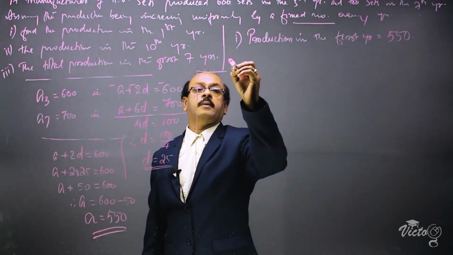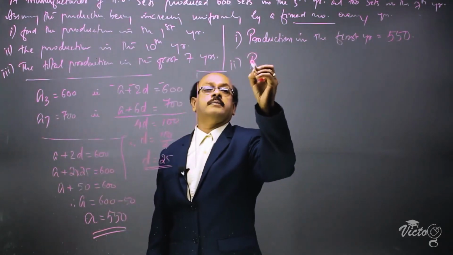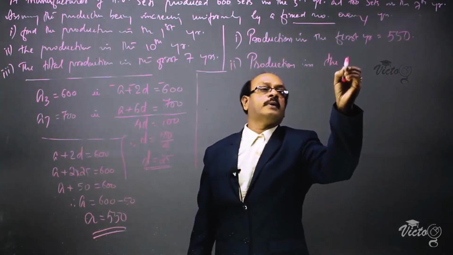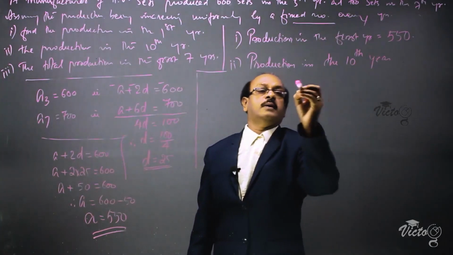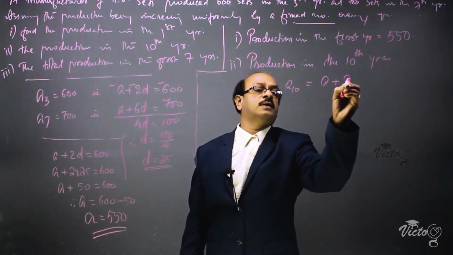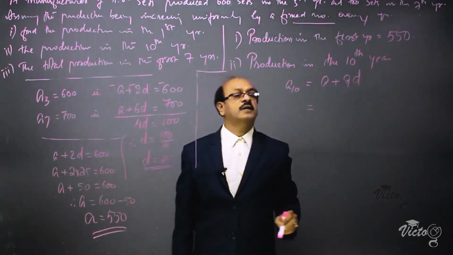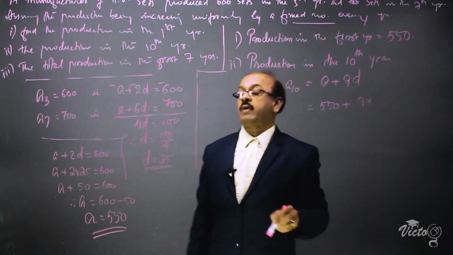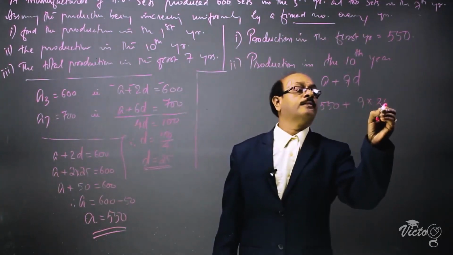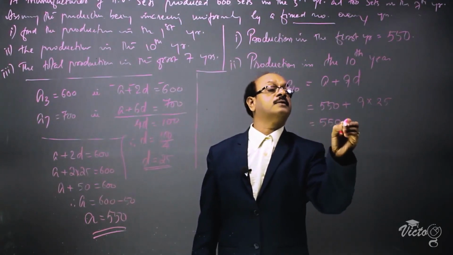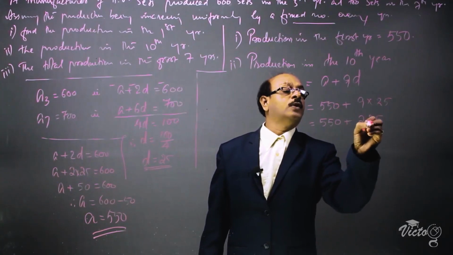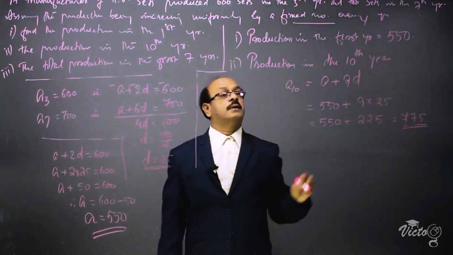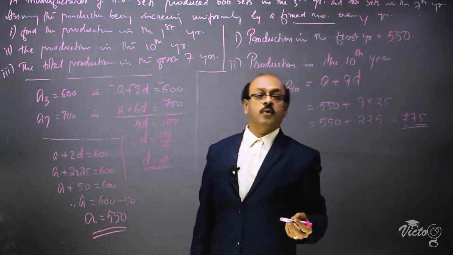Now, we have to find the production in the 10th year, which means A10, the 10th term of the arithmetic progression. A10 is equal to, the formula is A plus 9D. A means the first term, production in the first year, which is 550, plus 9 into the value of D, which is 25. 550 plus 225, adding it is 775. This is the production in the 10th year, the 10th term of the arithmetic progression.